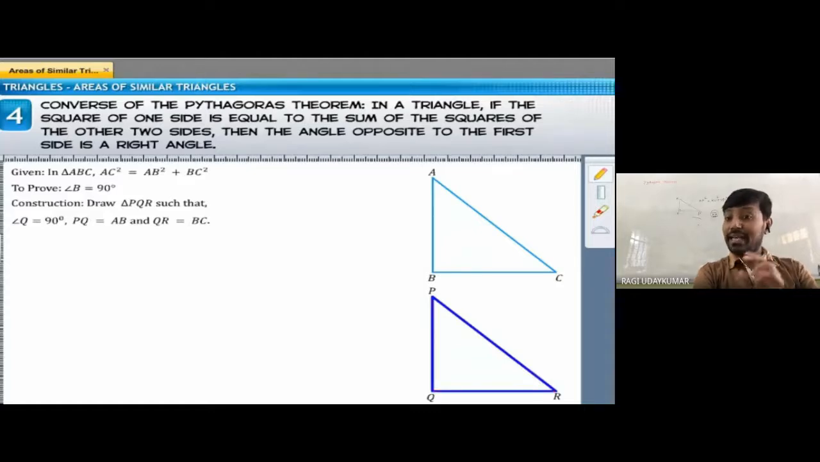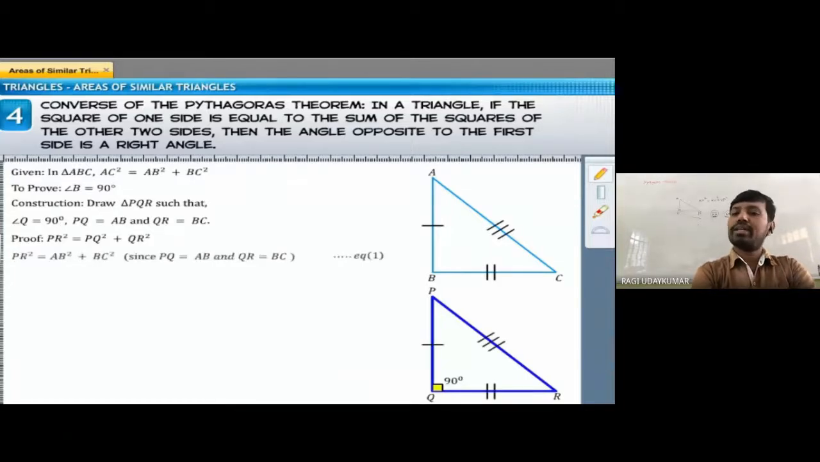Let us take one triangle in which angle Q is 90 degrees. Whenever angle Q is 90 degrees, PR square equals PQ square plus QR square. So PR square equals AB square plus BC square, because we have taken AB equal to PQ and BC equal to QR. In the place of PQ, AB is replaced, and in the place of QR, BC is replaced. We get AB square plus BC square.